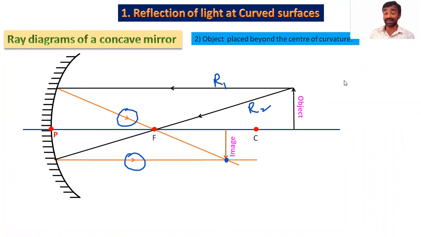What type of characteristics can you write? Is it inverted or erect? The facing sides are opposite each other. So what word can we use? The object is facing above the principal axis and the image is placed below the principal axis. What word can we use here? Inverted. Then compare the sizes.